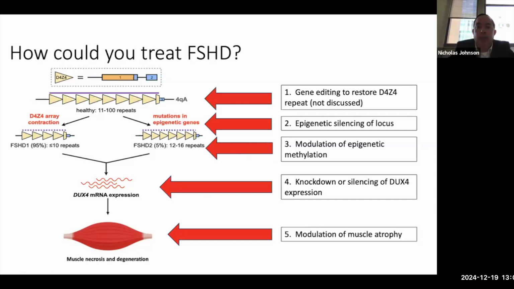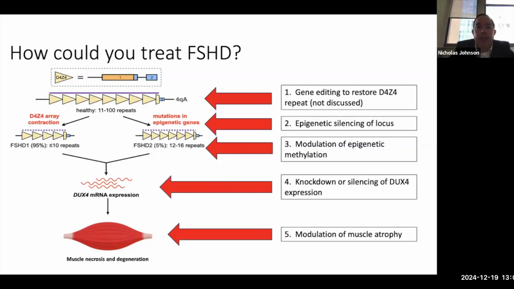So the first one is, could you just replace those repeats, which is like gene editing or CRISPR therapy. And right now, there's not even a company that I'm aware of in preclinical development. So we're not going to talk about that, but you should know that would be a potential strategy.